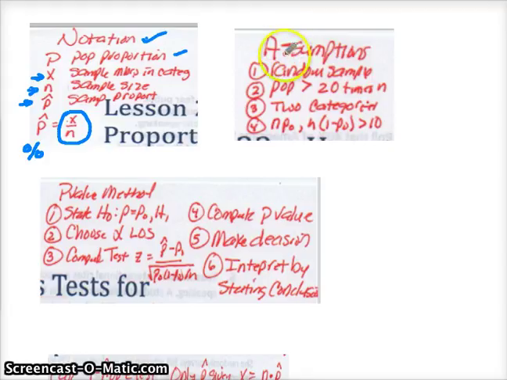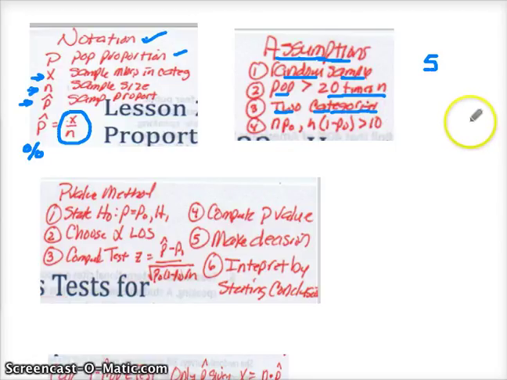Okay, there are a few assumptions that we're making in this particular lesson. Of course, we have a random sample. Now, we're assuming that the population is greater than 20 times the sample size. If the sample size was 5, 20 times 5 is 100. See how that works? Also, we have to make sure there's only two categories. It's not a third category. We're not going to say undecided.